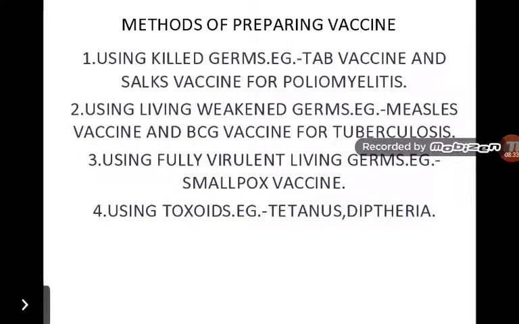Using toxoids. They are vaccines used for diphtheria and tetanus. The toxoids are extracts of toxins secreted by bacteria, and these poisons are made harmless by the addition of formalin to retain the capacity to produce antibodies or antitoxins. Both are same.